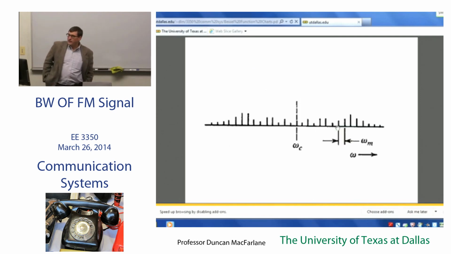This is the Fourier transform. This is the plot of the Fourier series. Here's my omega c, and those are all my harmonics. And so you can see this is a very classic Fourier picture.